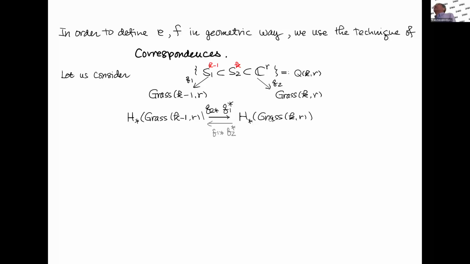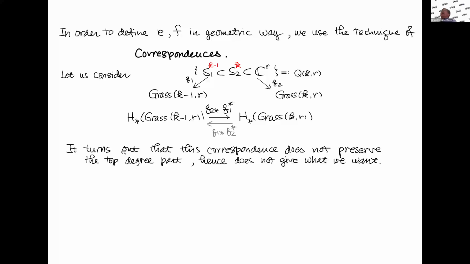And I have the homomorphism in the opposite direction. I first start with the homology group here, and then I consider it a cohomology group by Poincare duality, and then pull back, and then return back to the homology group of QKR, then push forward by Q1. So I have two maps in both directions. So this is the first candidate for the linear maps, E and F.